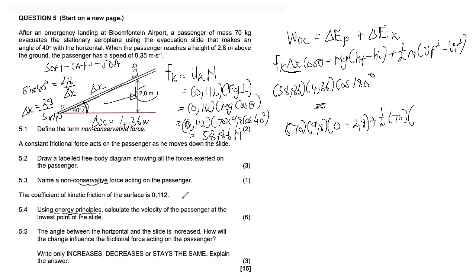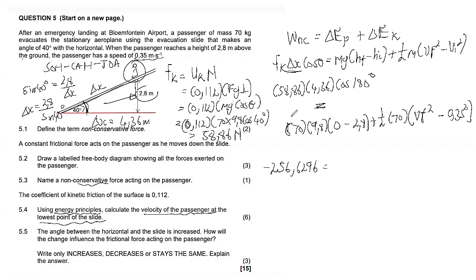Our vf squared, that's what we are looking for, because it says use the energy principle to calculate the velocity of the passenger at the lowest point. At the lowest point, that's your v final. Then vf squared. But initially we've been told that the passenger has a speed of 0.35. So our v initial is 0.35 and then squared. Right. Then punching all this into your calculator, the one on the left-hand side, we're going to have negative 256.620.96, so I'm not rounding off any values.